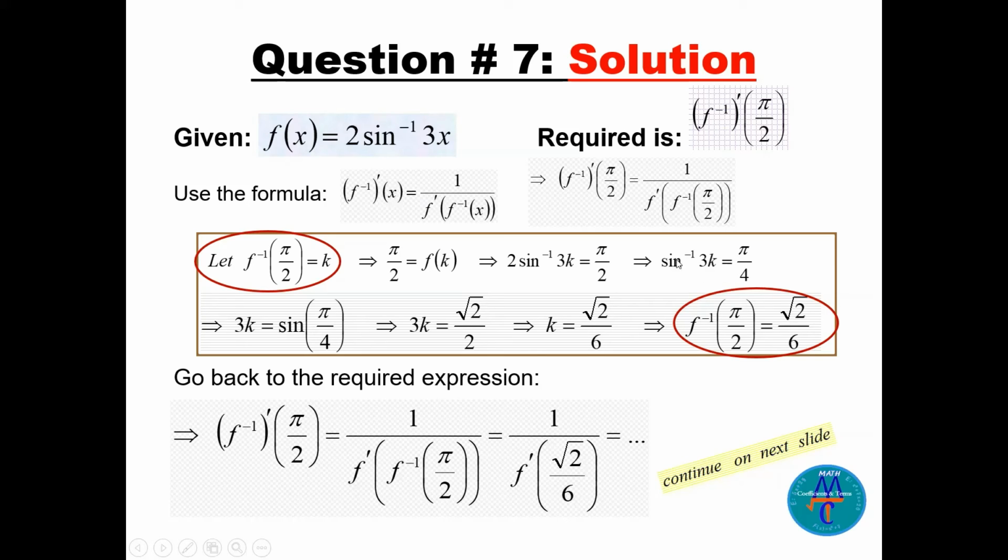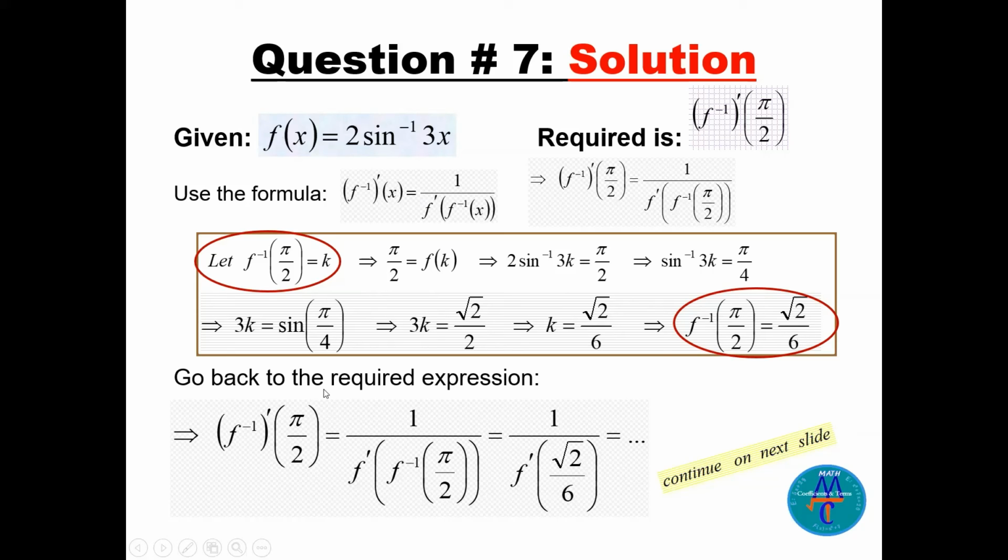Now let's take the sine of both sides. So we get 3k is equal to sine pi over 4. Sine pi over 4, we know this is a special angle. It will be square root of 2 over 2. To find k, divide by 3. So k will be square root of 2 divided by 6. Now this is what we need. f inverse of pi over 2 is equal to k, which is square root of 2 over 6.